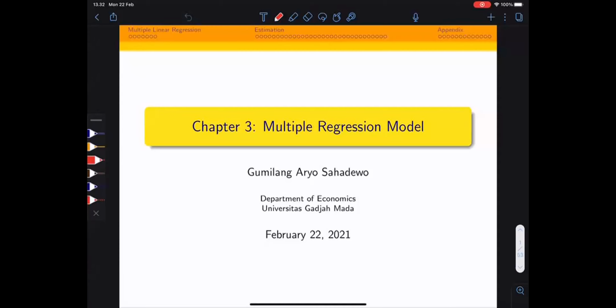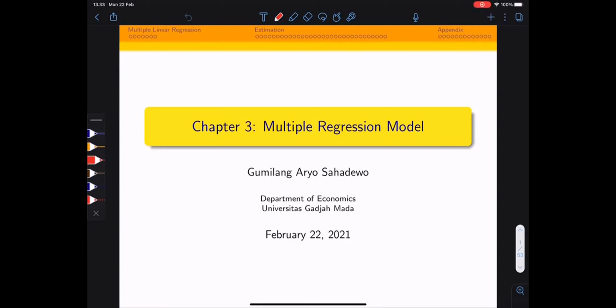Okay, welcome everyone to the third chapter of the multiple regression model. In this particular chapter, we're going to extend our knowledge of the regression model. In particular, we're going to do regression on more than just two variables.